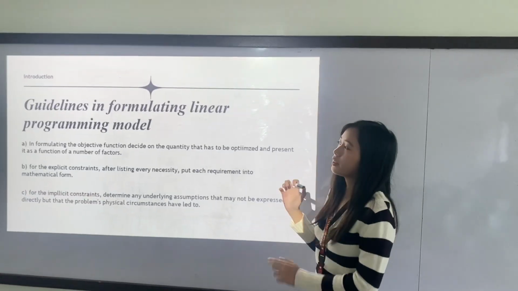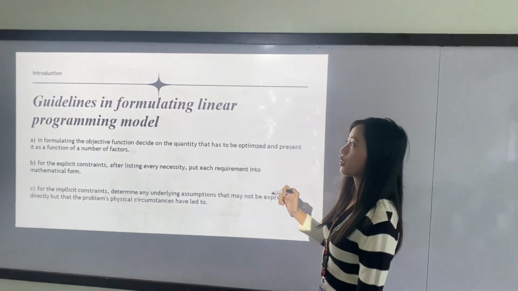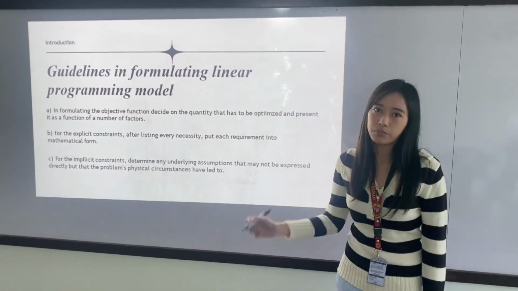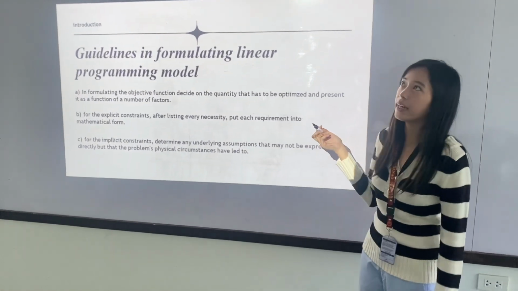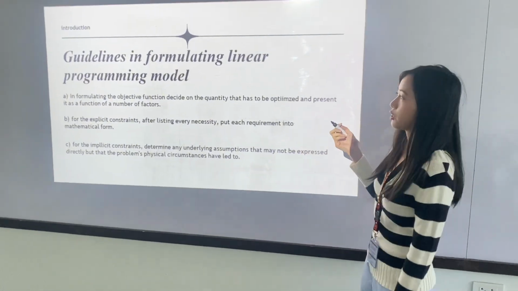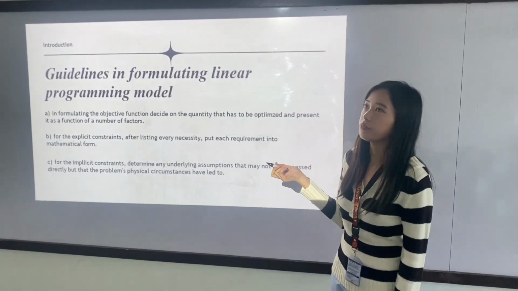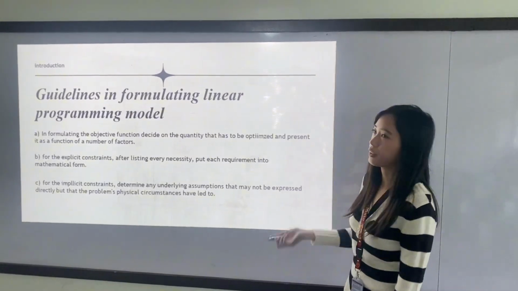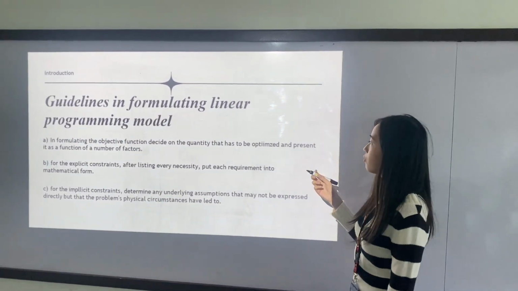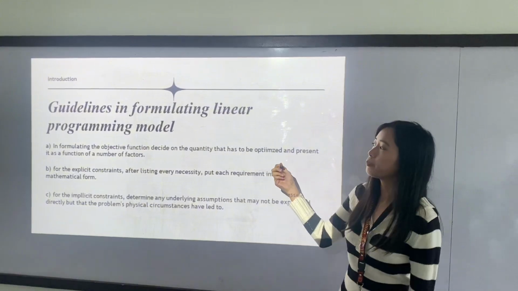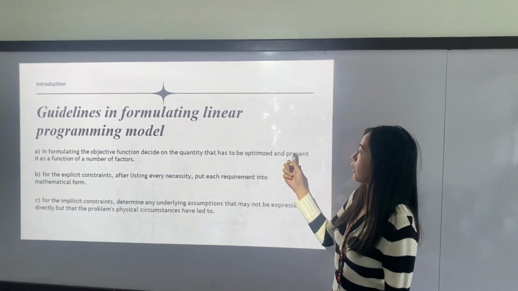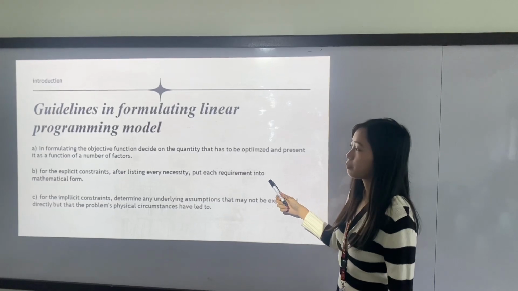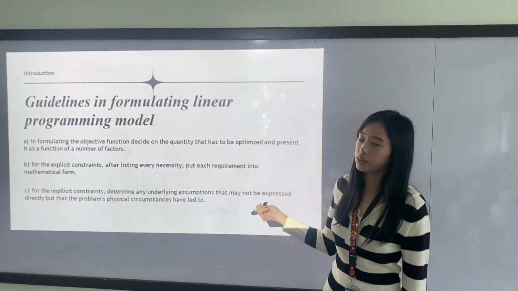So there are certain guidelines in formulating a linear programming model. First is to formulate your objective function. As I have previously said about target-based situation, the objective function is to aim to either maximize or minimize a certain profit or cost. And then the word problems that we present as a mathematical form. Same as the explicit constraints and implicit constraints.